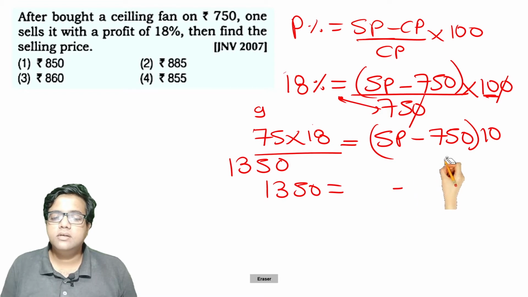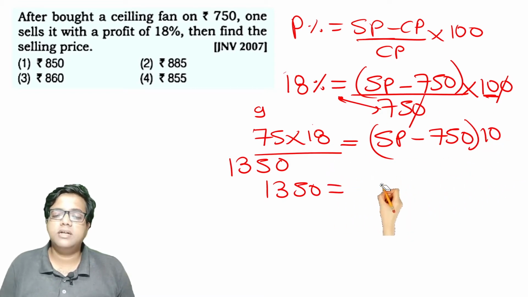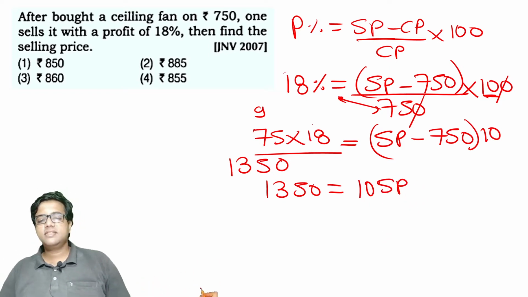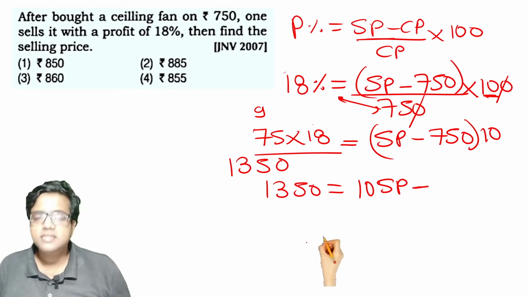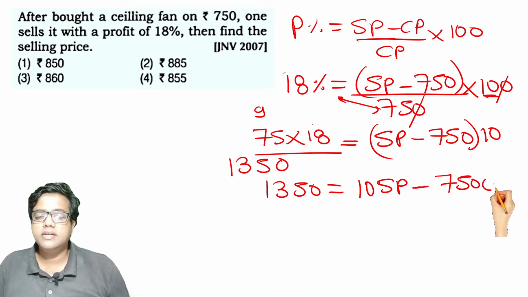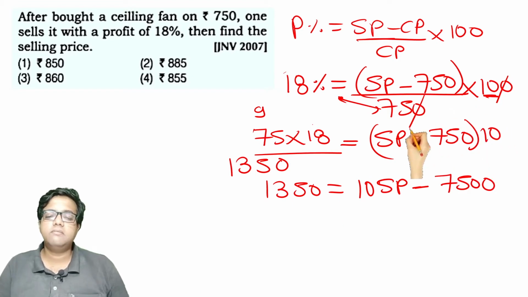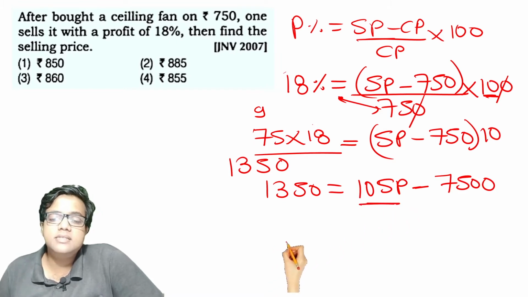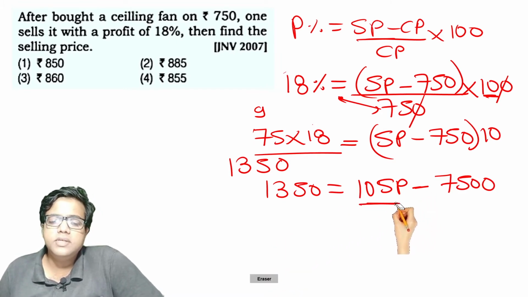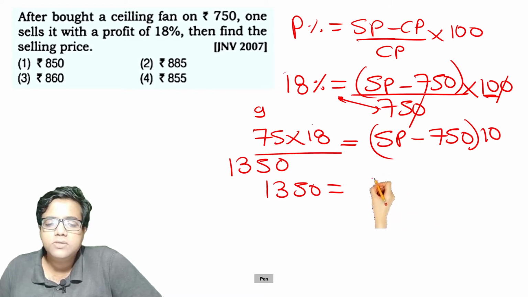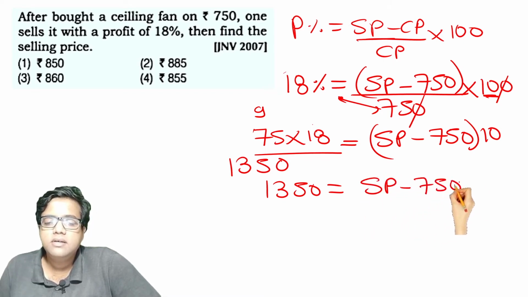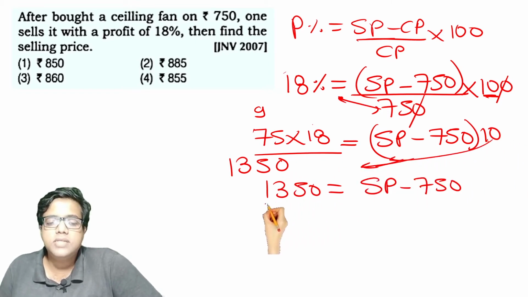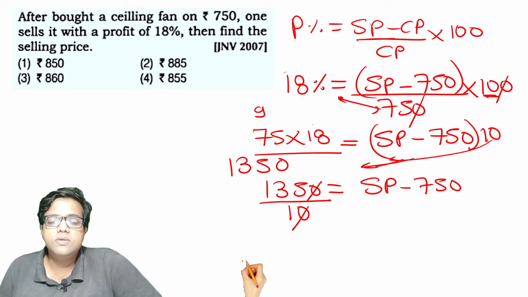So 10 is being multiplied here. You will get 10 selling price minus 7,500, because 10 is being multiplied to both the numbers. Distributive property of multiplication. Okay. Or I can do one more thing, I can do it the other way also. Selling price minus 750, I will send this 10 crossover to the downside. So this becomes 10, and 10 by 10 goes away.